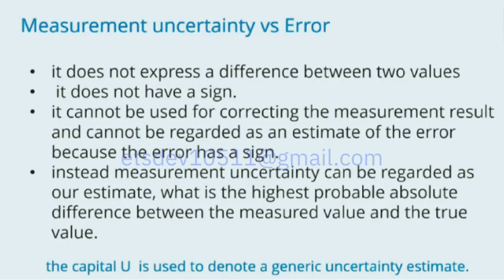So again, trying to compare uncertainty and error, uncertainty does not express a difference between two values. The measurement of uncertainty does not have a sign. Actually, it is a number. The plus or minus that is given is to show you the dispersion. So we express the uncertainty just as a number. It can be used for correcting any measurement result, and it can be regarded as our estimate of the highest probable difference between the measured value and the true value. Generally, it is represented by the capital U, either written as such or in italics to denote a generic uncertainty estimate.